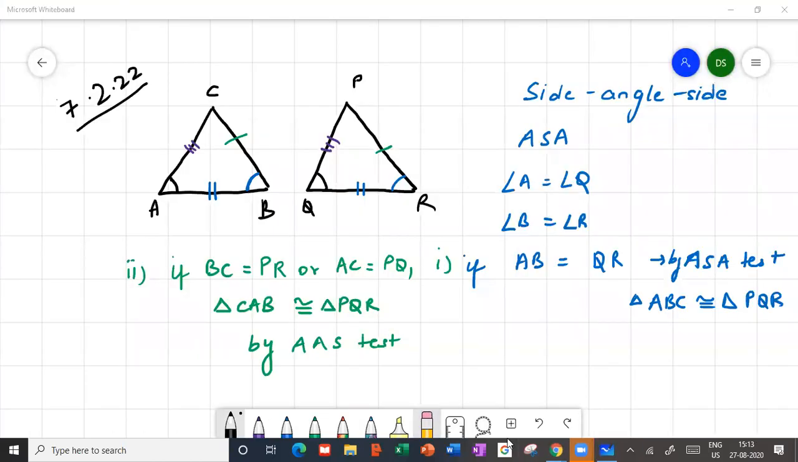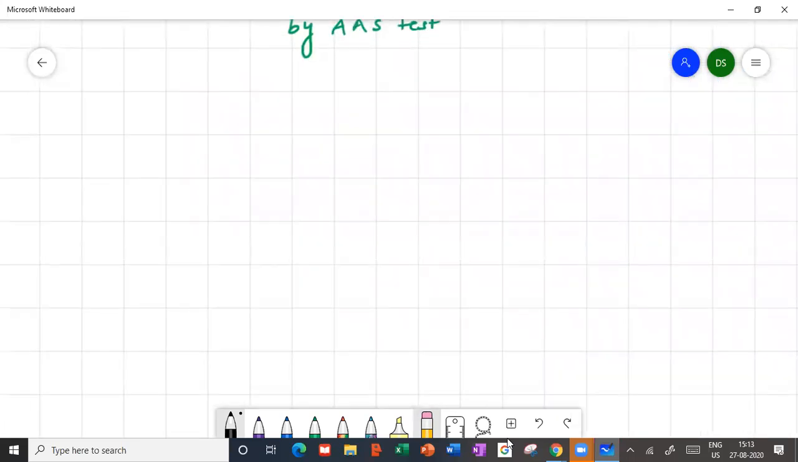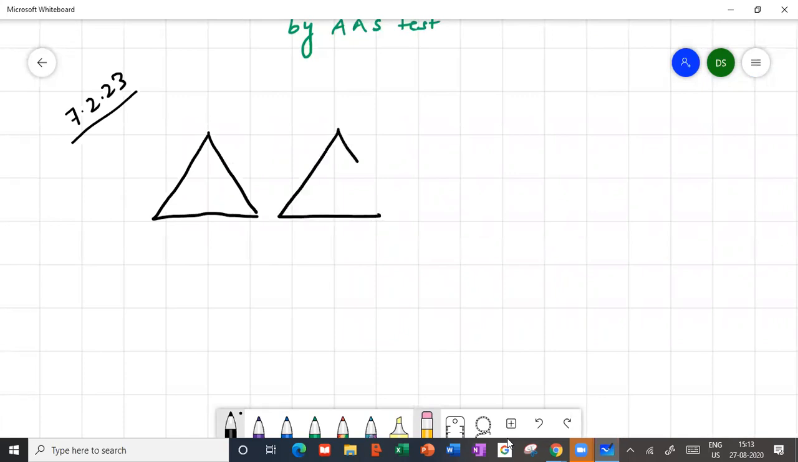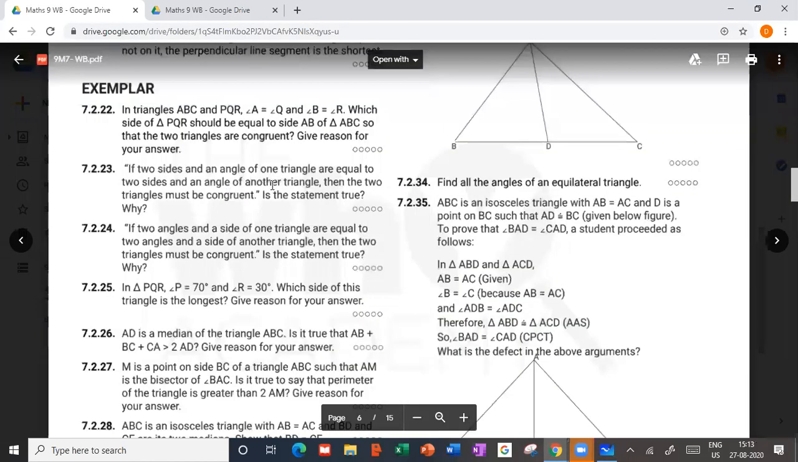Okay, shall we draw the figure quickly? Ma'am, only if this angle is included. Okay, let's see. So they are saying two triangles, correct? And what have they said? Two sides and one angle.